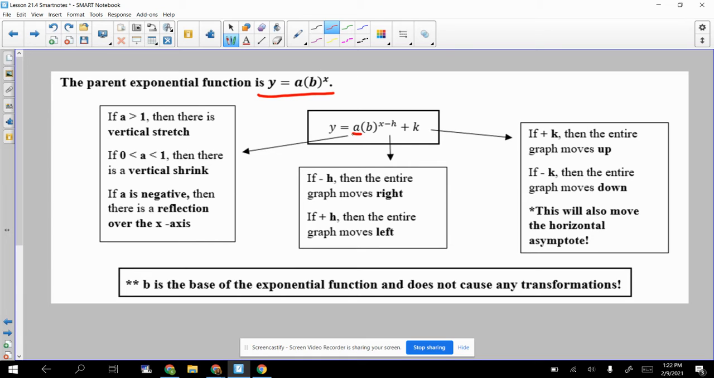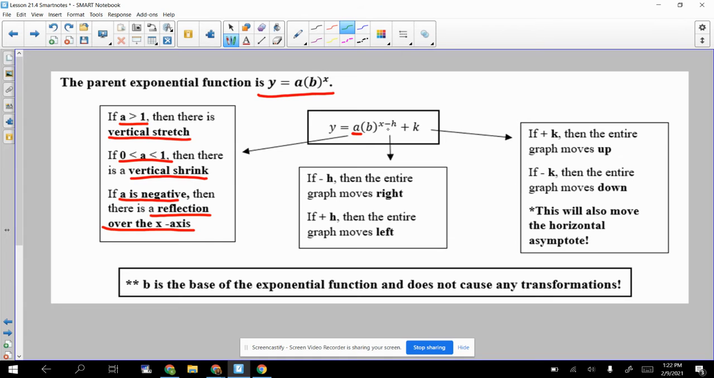So now if that changes, if it is greater than 1, it's going to be a vertical stretch. So if it's 2, 3, 7, anything like that, it's going to be a vertical stretch. If it's between 0 and 1, like 1/4, 1/3, 0.76, anything like that, it's going to be a vertical shrink. And then if a is negative, it's going to be a reflection over the x-axis. Again, this should sound pretty familiar, okay?